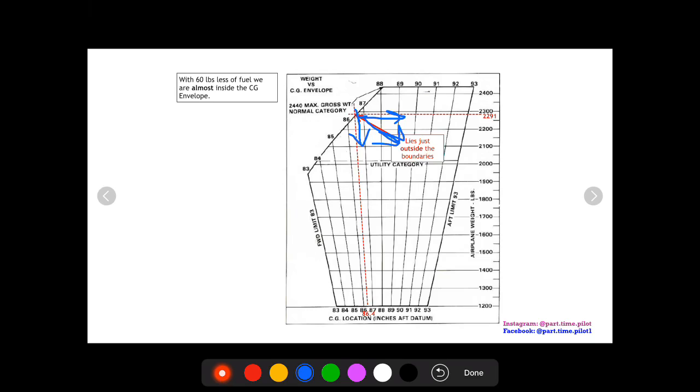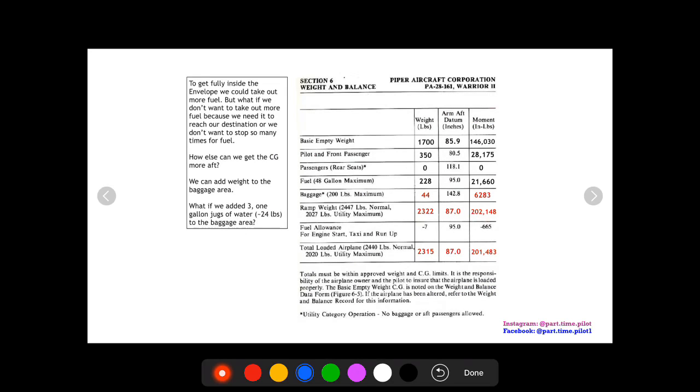Well, we know that we can either decrease the weight somehow, or we can move the CG more aft in this direction. So how do you move the CG more aft? Well, you can add more weight aft. So you can add weight to the back of the aircraft. So what if we added weight to the baggage area? What if we took some more baggage, or something easy, like what if we took 3 gallons of water?